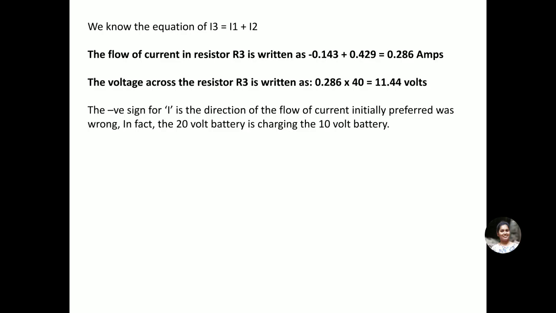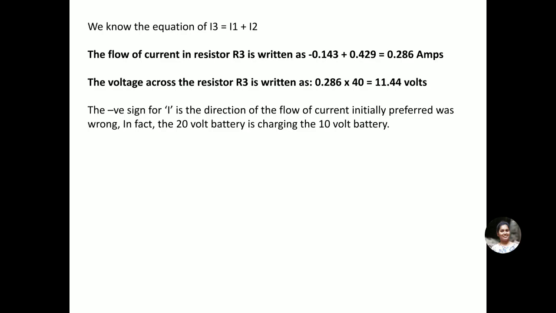As we know that according to Ohm's law, V is equal to IR, we can write voltage V can be calculated as current into resistance. As we know that R3 has a resistance of 40 ohms, and the current we have just calculated is 0.286. So 40 into 0.286 gives you a value of 11.44 volts.